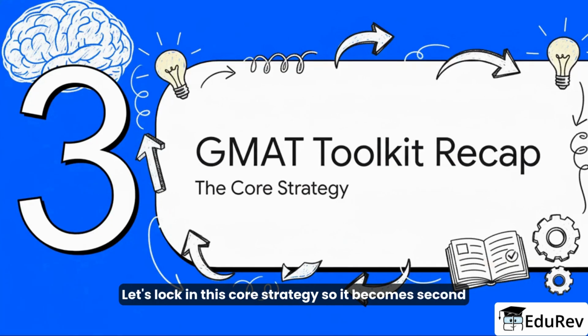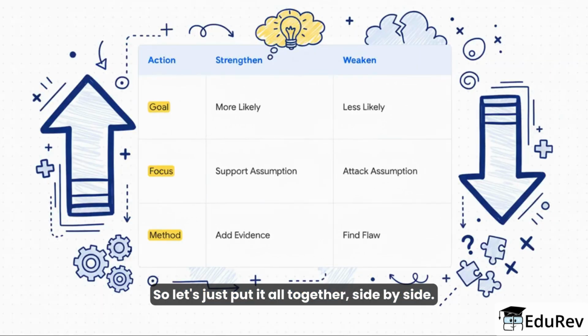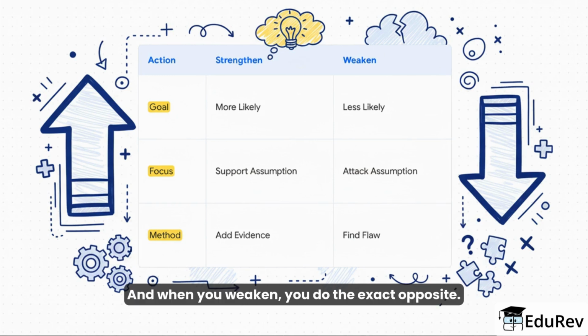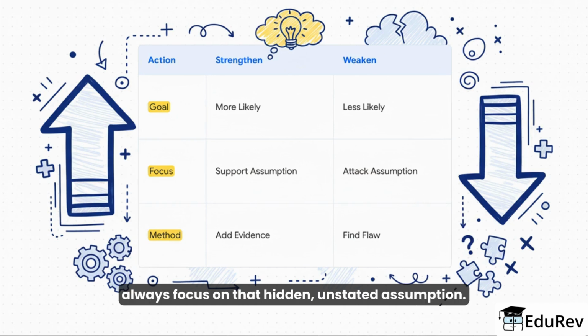Okay, time for a quick recap. Let's lock in this core strategy so it becomes second nature for you on test day. So let's just put it all together, side by side. When you strengthen, your goal is simple: make the conclusion more likely. How? By supporting the assumption with some new, helpful evidence. And when you weaken, you do the exact opposite. You make the conclusion less likely by attacking that very same assumption. See the pattern? In both question types, the key to winning is to always focus on that hidden, unstated assumption.